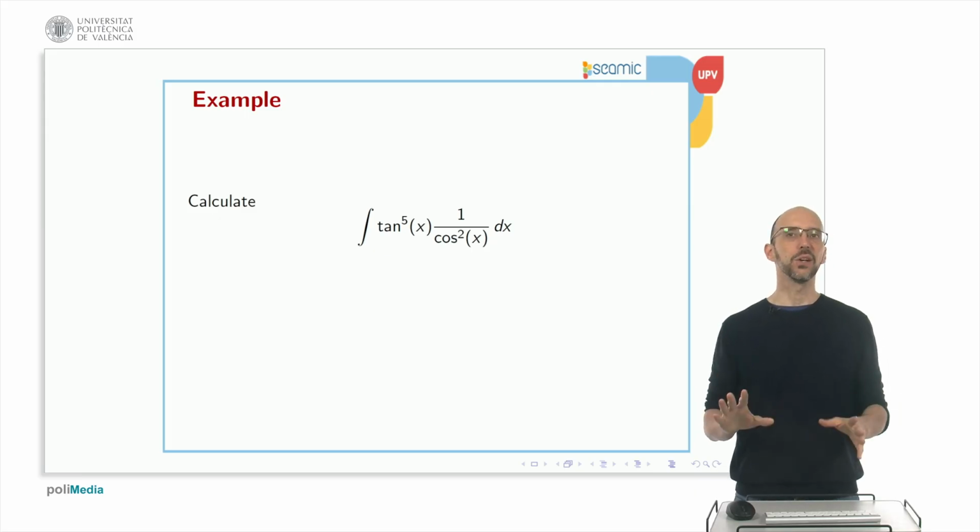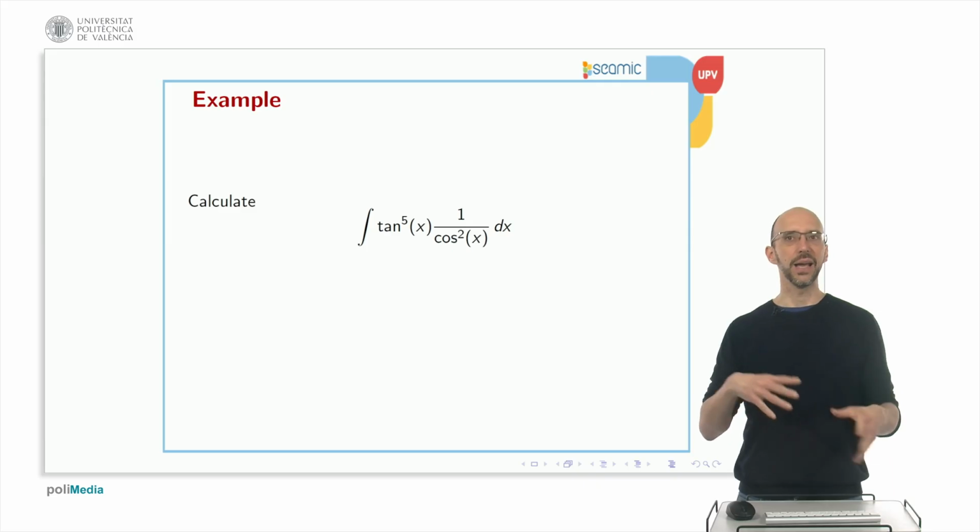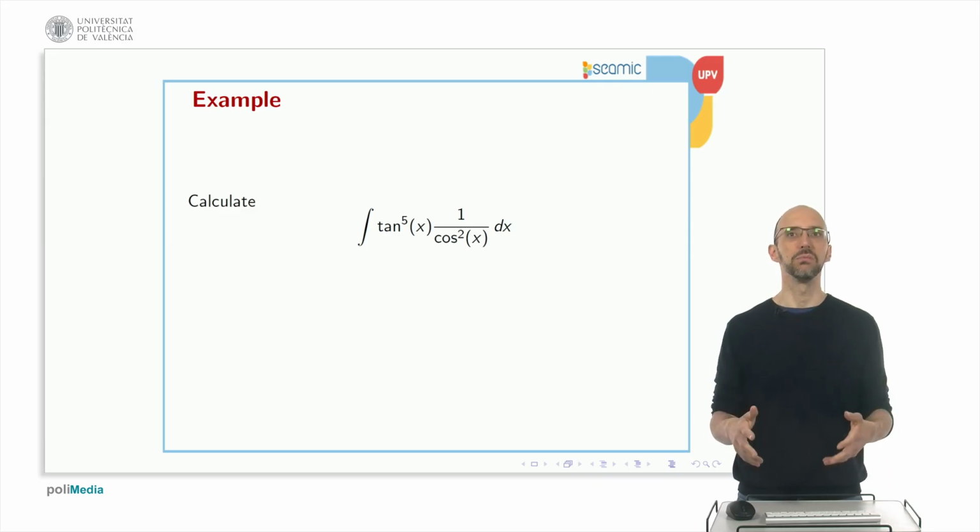Okay, this is a trigonometric integral, and probably if I'm not talking about this rule, you feel a little bit lost, like, oh my god, tangent to the 5th power, cosine squared, trigonometric integral for sure, but I don't know how to deal with it. I will have changes of variable, but it's going to take longer.